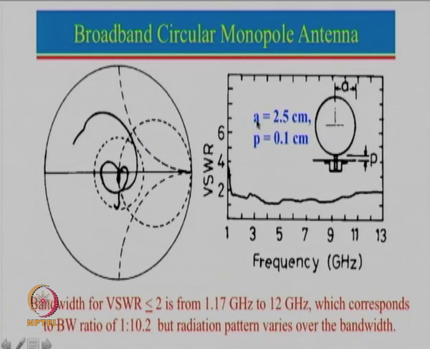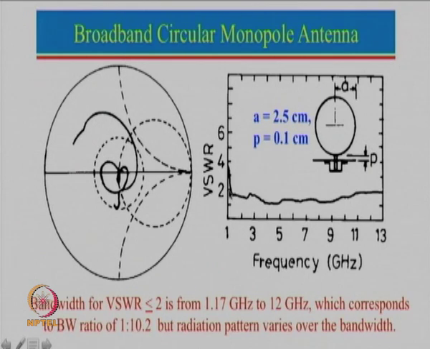So, let us see what result we are getting. A is 2.5 centimeter, which is the radius, and this is P, which is the distance of the coaxial probe feed point with respect to the ground plane. That is the probe dimension which is protruding, and one can see the response. This response is really broad.